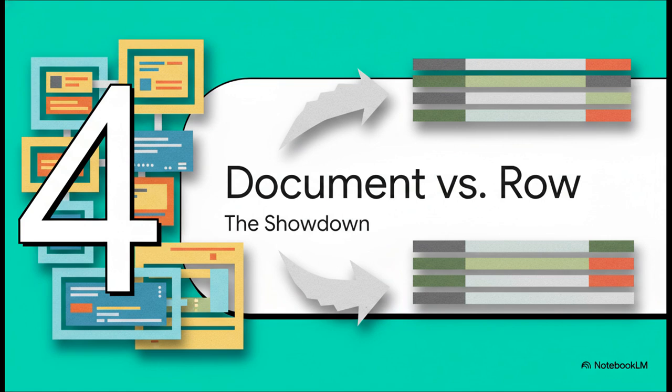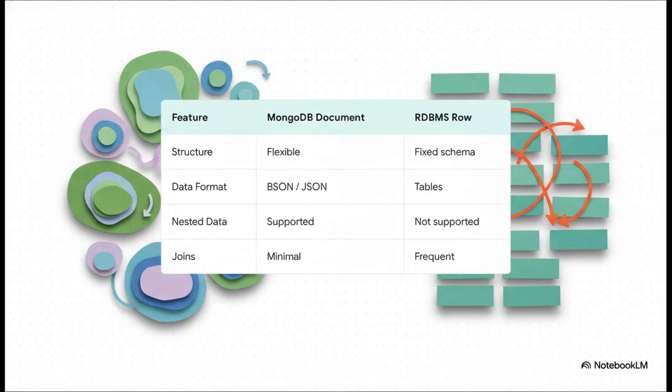Okay, so we've seen what documents can do. Now, let's put a document and a traditional row side by side for a little showdown. This should make the differences crystal clear. This table really lays it all out. The biggest difference, the main takeaway, is that shift from a fixed, rigid structure to a super flexible one. And because documents can hold all that nested data in those arrays, you can grab everything you need about a user or a product or whatever in one single trip to the database. That means you get to say goodbye to a lot of those complicated and often slow joins you're used to.